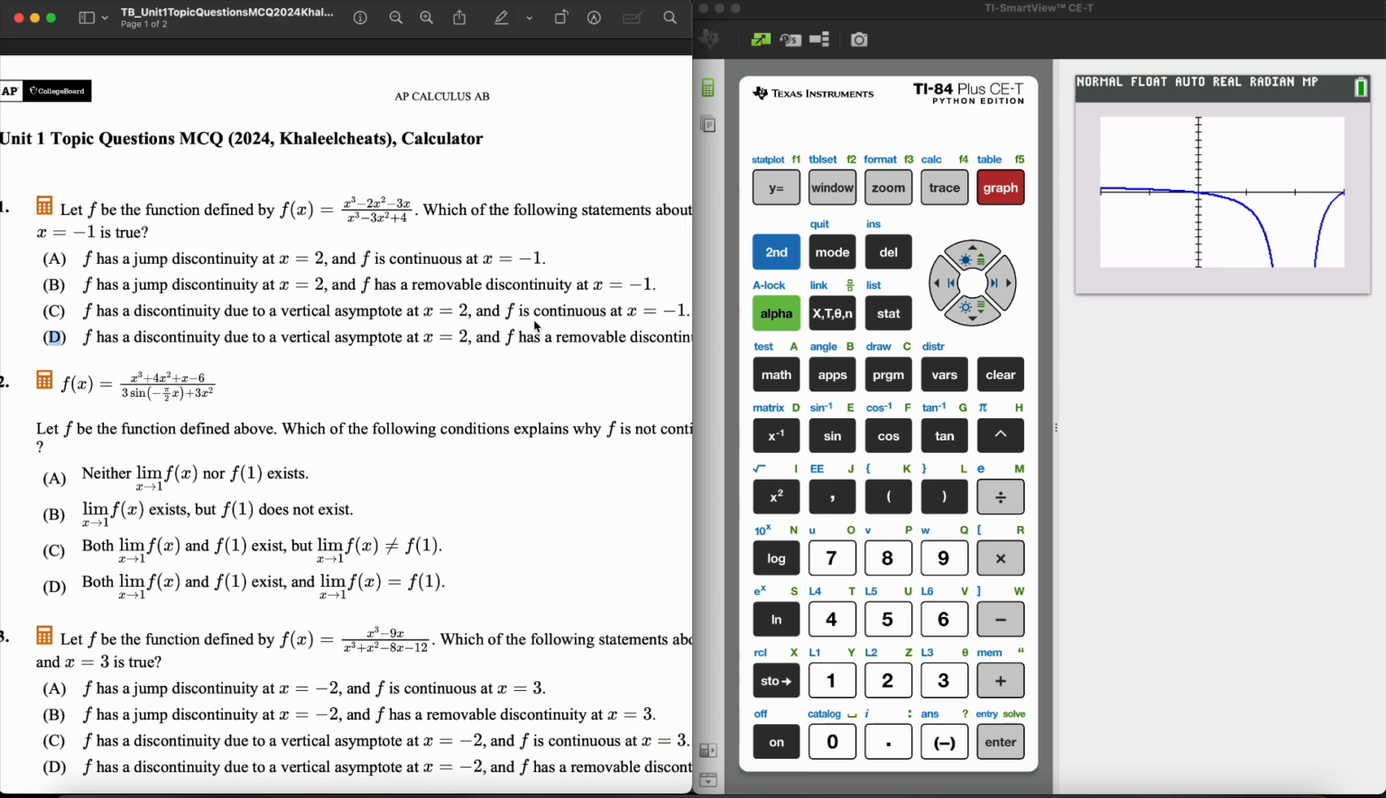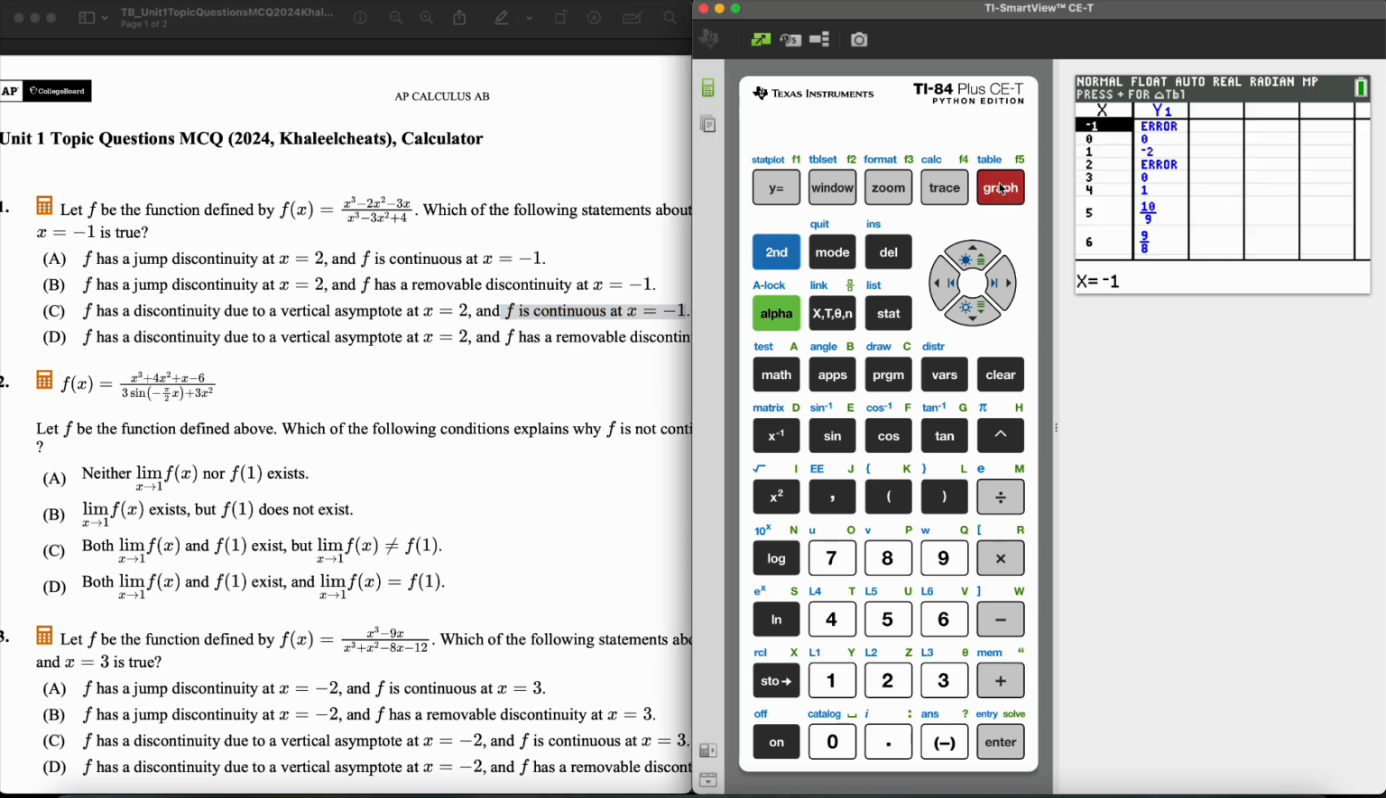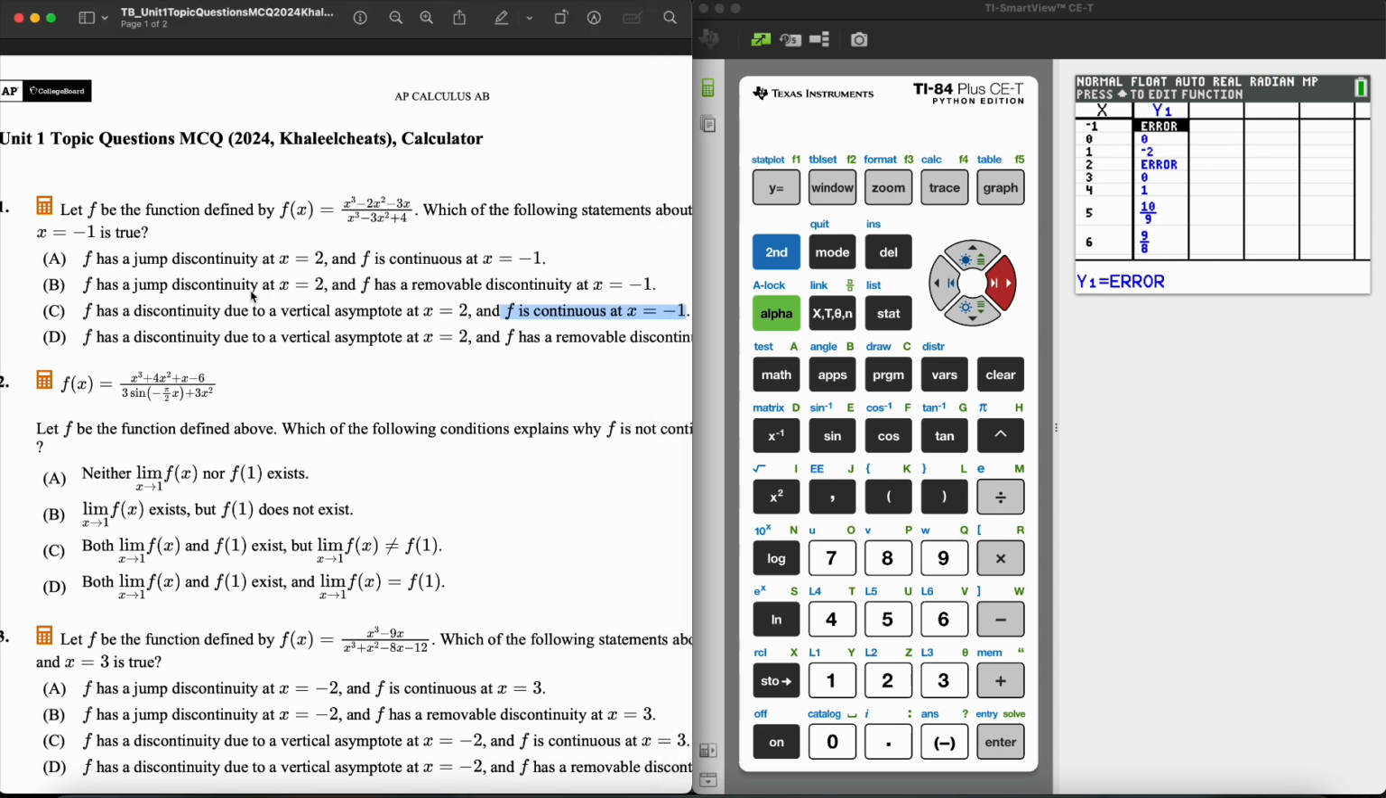How do I know if my function is continuous at x equal to -1 or not? You should go to the second table, and when x is equal to -1, you have an error, right? Error means my function is not continuous, right? And if my function is not continuous, then the answer is going to be choice D. Okay, so let's just label that. My answer is going to be choice D for question 1.